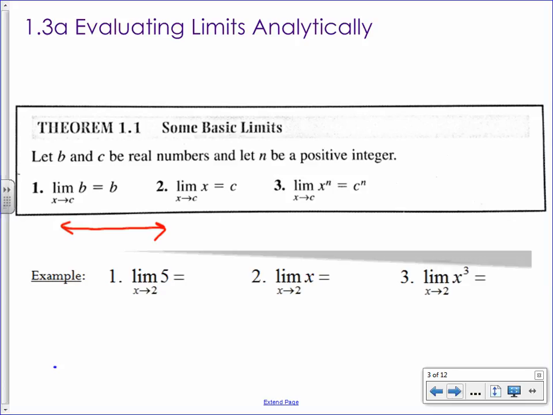If we have the limit as x approaches c of x, all we have to do is plug that number into x to get c. We're thinking about what coordinate we are approaching, so we can plug that x value into our function to figure out the y value that we're approaching. That's what it's saying here and here. We can plug in our x value to see what y value we're approaching.